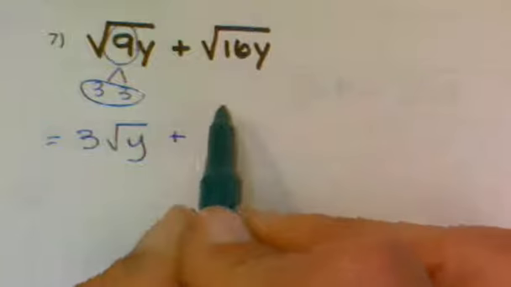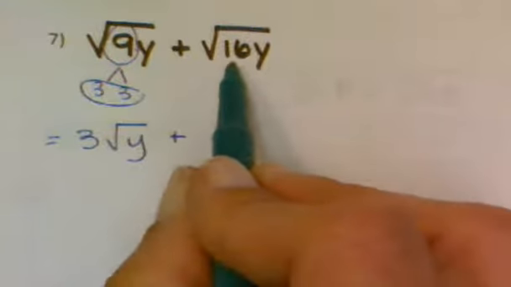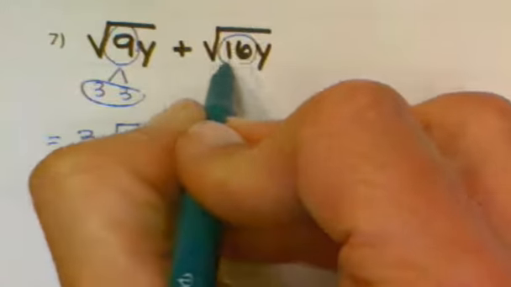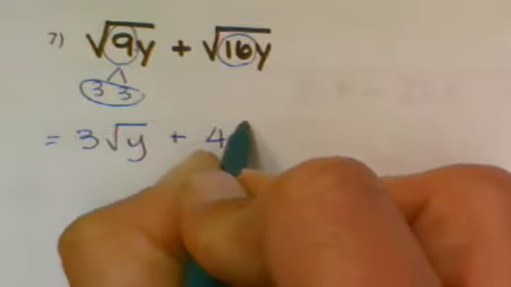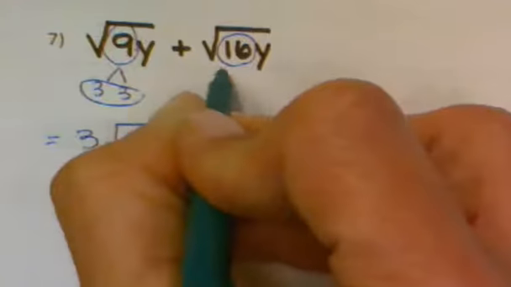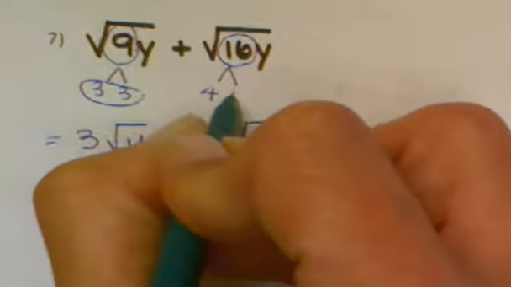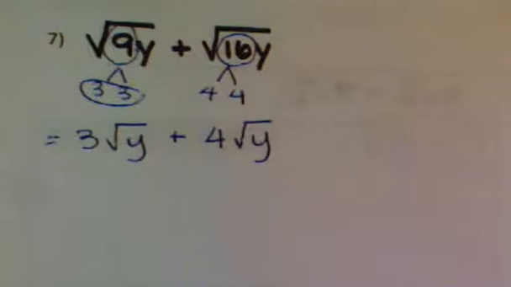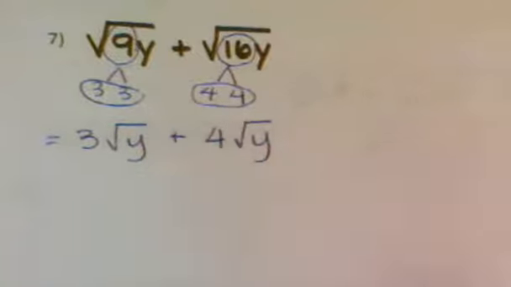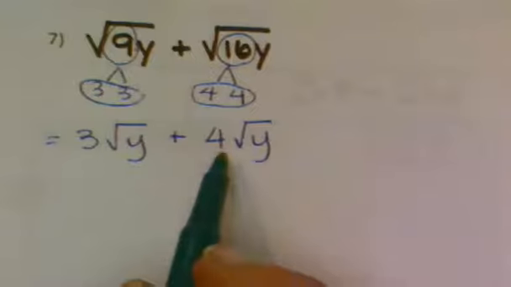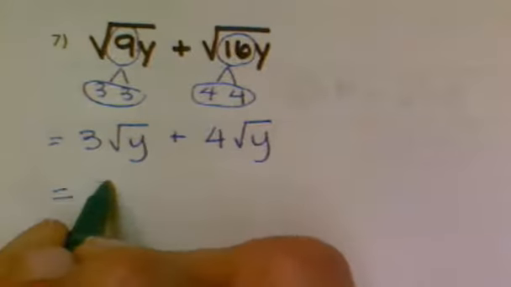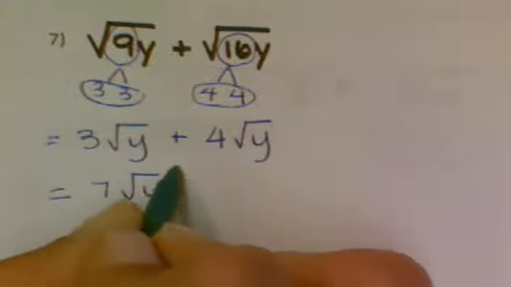Then over here, I need to have just a root y underneath. And then I'm also noticing, well, 16 is a perfect square, and the square root of 16 is 4. So I'm going to pull that 4 out and keep root y. Otherwise, you could have done your factor tree of 4 and 4. Either way, now we've got our like radicals, so we can say 3 root y plus 4 root y is 3 plus 4, 7 root y.